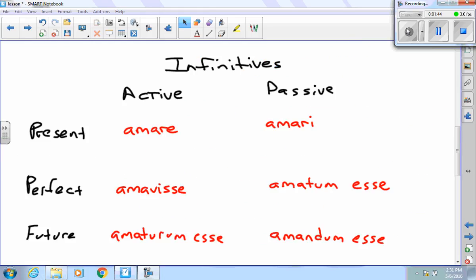Here is our infinitive identification. You're going to have to determine whether it's present active or present passive, perfect passive, future active, future passive. Our present is amare. Change that e to an i and I get amari. That's the passive form. Perfect, that's our isse added to the third principal part, amavisse. And then amatum esse, that's our fourth principal part plus esse. Amaturum esse, that's our future active. And amandum esse is our future passive. There are several of these on the test where you're going to have to identify what tense it is and whether it's active or passive.